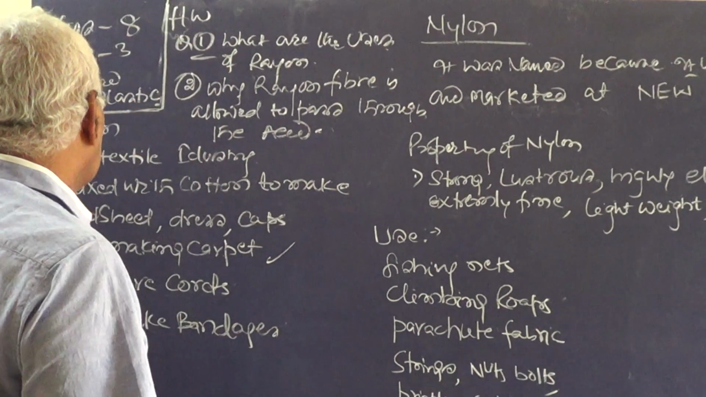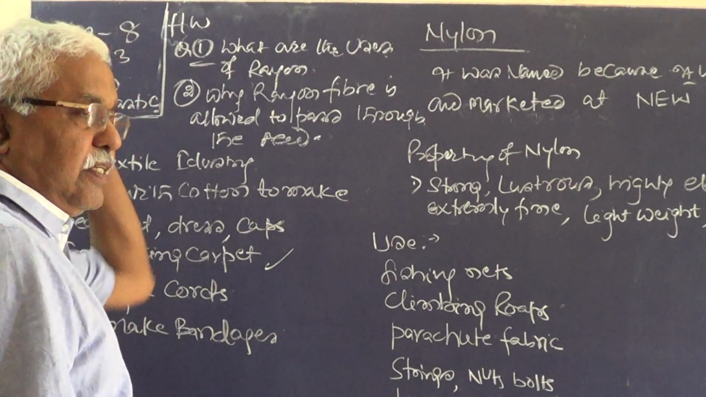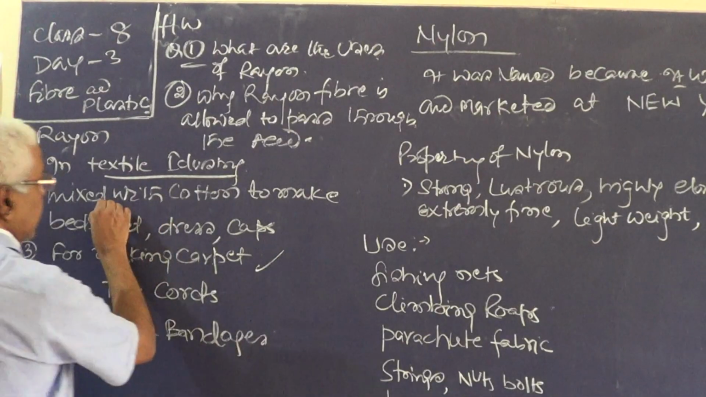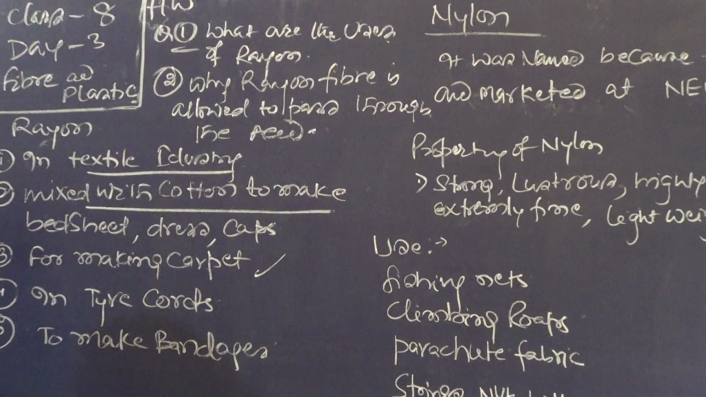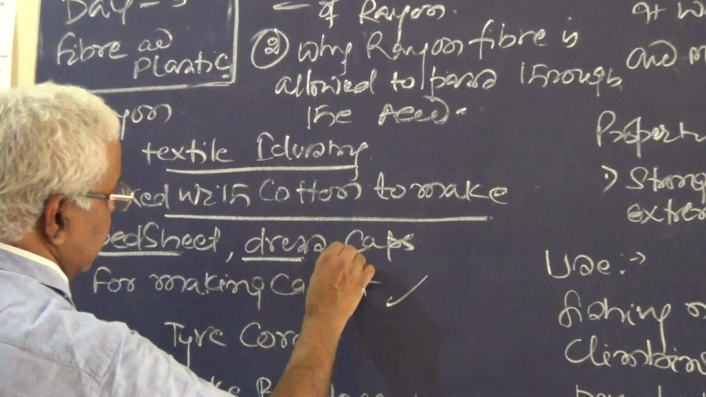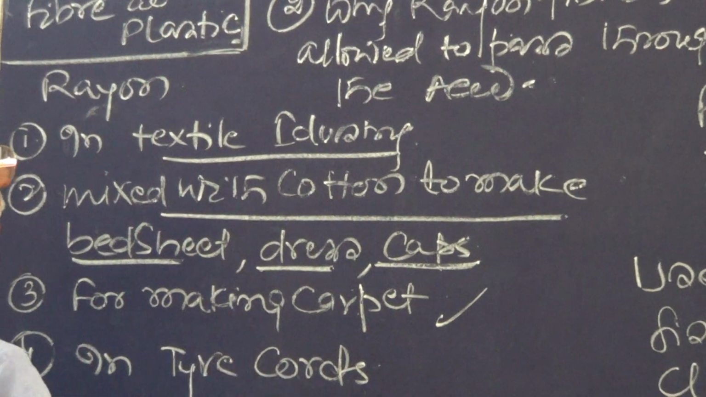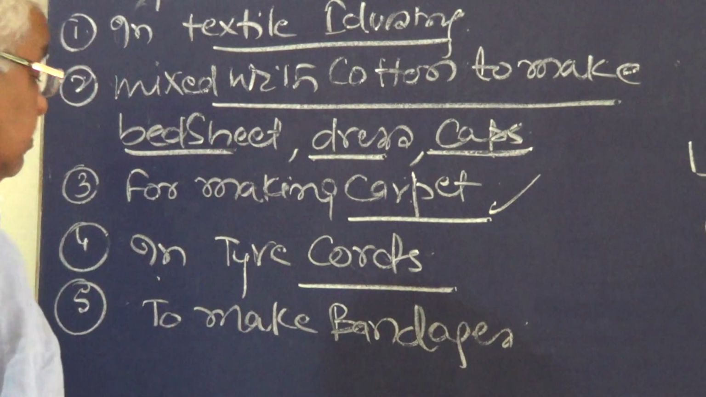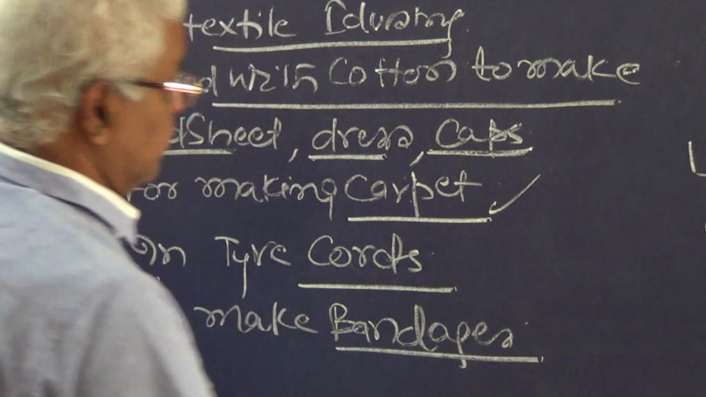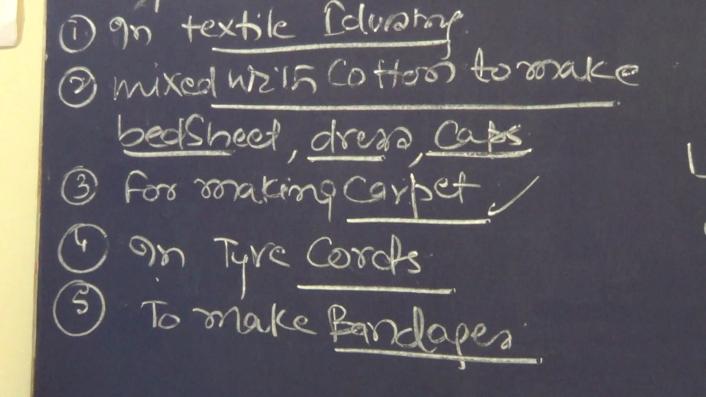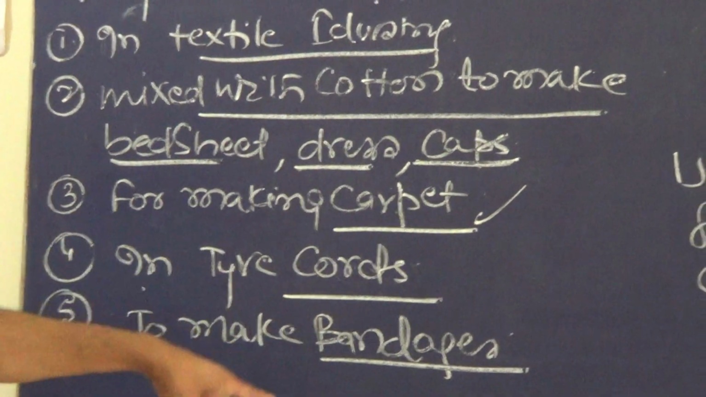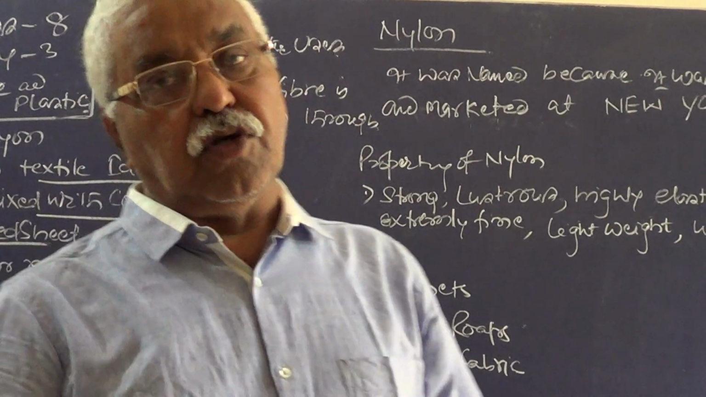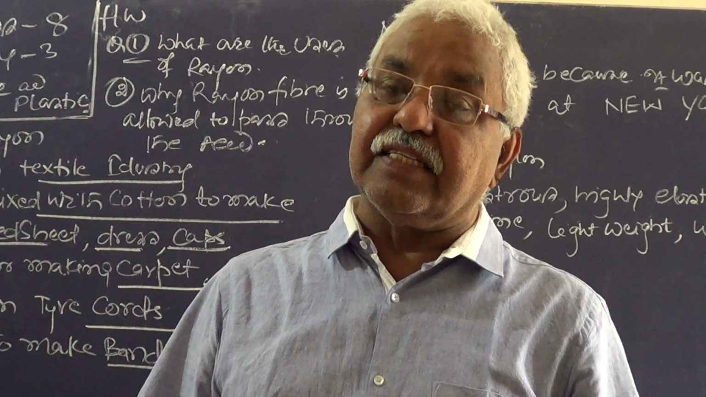Okay. Now these are the uses. Already explained it. What are the uses? Once again, repeat it. In the textile industry, it is mixed with cotton. In bedsheets, dress materials and caps, for making carpet, in tire cord, to make bandages. These are the uses. Already this question's answer is given to you. So, what is rayon? It is a synthetic polymer.